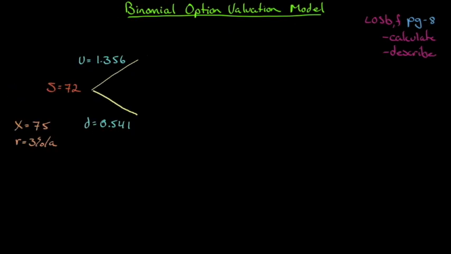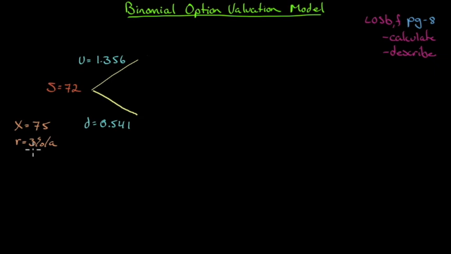All right. So I don't have much on the screen here, but we have enough to solve a two-period problem. Our current stock price is $72. Our U is 1.356. Our D is 0.541. This is saying that if we do go up, the stock price will go up 35.6%. And if we do drop, it looks like we're going to drop about 45.9% on the downside. Our strike price is 75, so we have a stock price of 72, a strike of 75, and our R is 3% per annum.